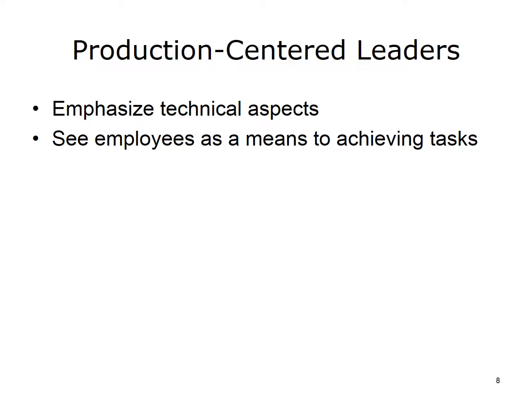When they looked at leaders with a production-centered focus, on the other hand, the researchers found that these types of leaders emphasize the technical aspects of the job and focus on accomplishing just that task. The employees represent a means to achieving the end of the tasks for the leader, and that is their primary direction.